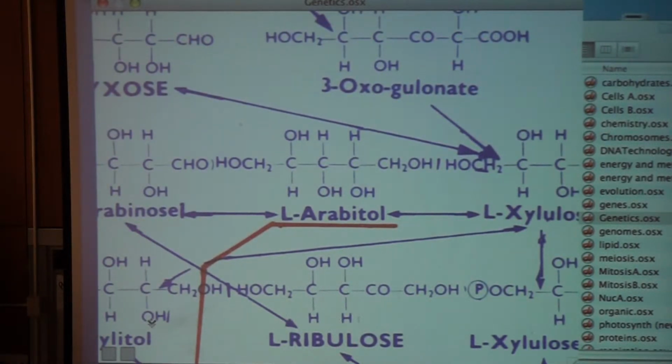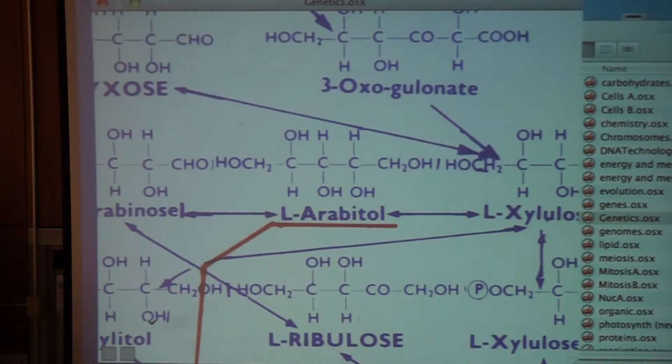And so if you do not inherit at least one functional copy of one of those important enzymes, you're going to have something wrong with your metabolism. That's called a genetic disorder, or an inborn error of metabolism, a medical problem caused by the genes. But the exact problem will depend on which enzyme you're missing, and therefore which metabolic pathway is not functioning correctly.